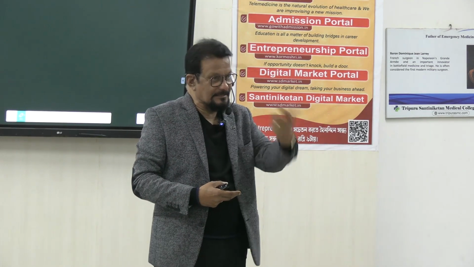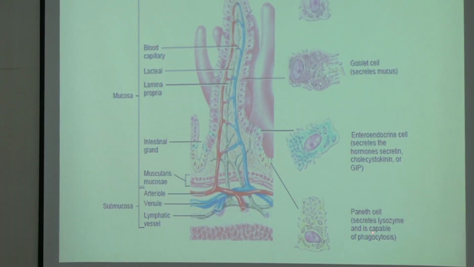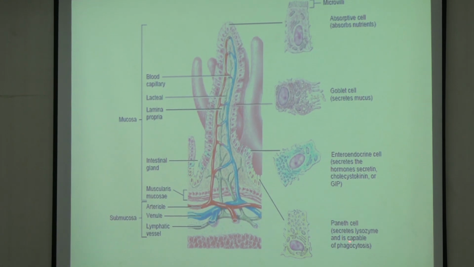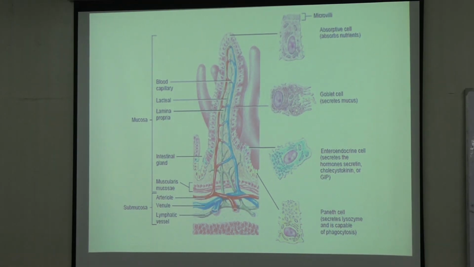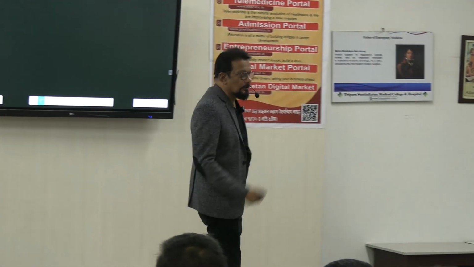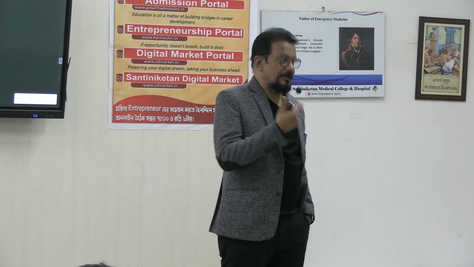Okay, it helps in secretion of local hormones, and neurally it helps in secretion of different juice. So these are the cells, Paneth cells. They secrete lysozyme. They are also able to do phagocytosis, and they also secrete one local hormone, and I am telling you the name, it gives protection.